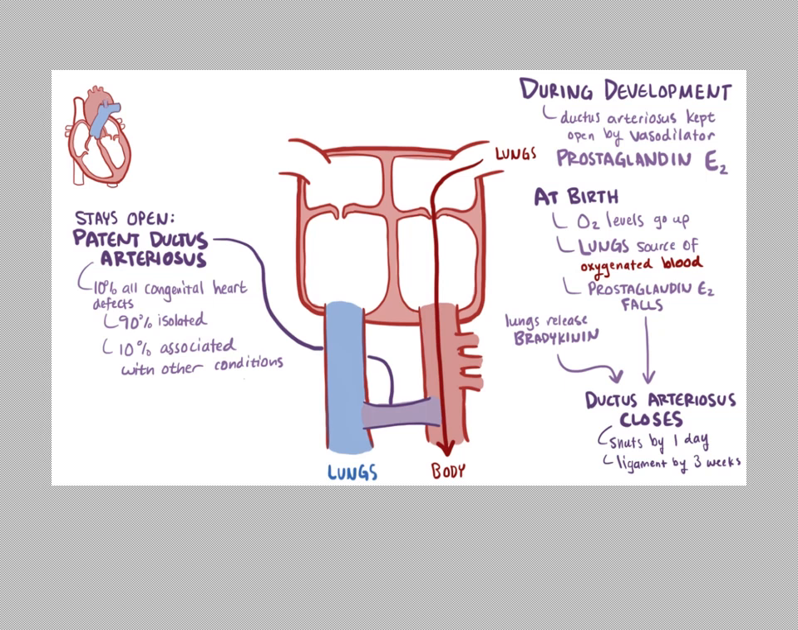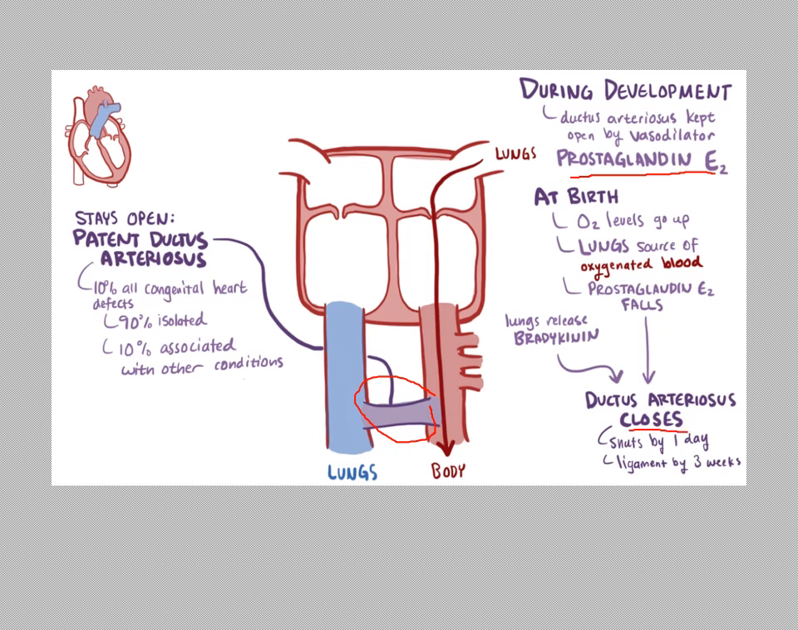During the development, the ductus arteriosus is kept open by the vasodilator, which is prostaglandin E2. So at birth, the oxygen levels go up and the lungs now become the source of the oxygenated blood. Then the prostaglandin falls and causes the ductus arteriosus to close.